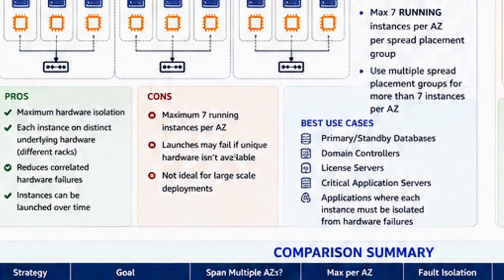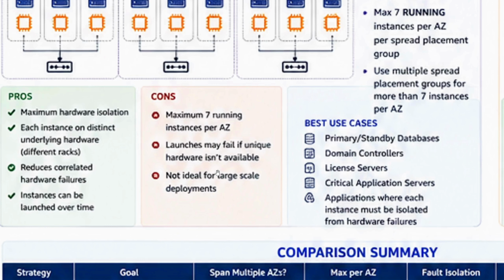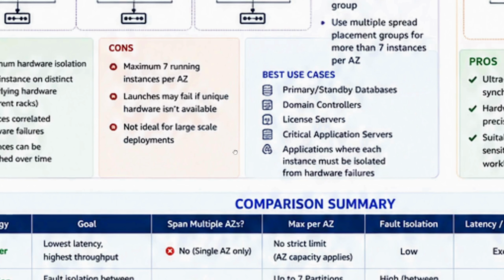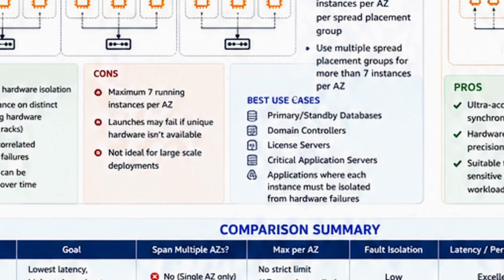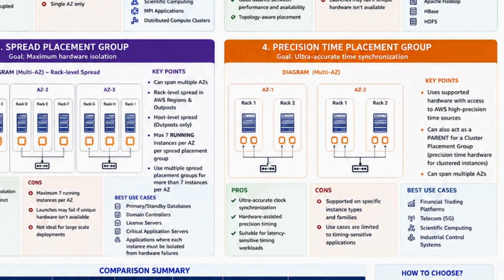And obviously you can use it for domain controllers and critical application servers, etc. Your hardware failures are very important, and you need isolation from that. So those are the use cases for your spread placement group.